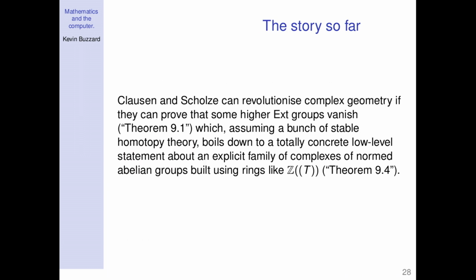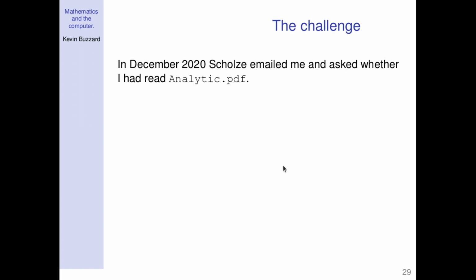So the story so far, and this is the end of the mathematics now, is that Clausen and Scholze think they can revolutionize complex geometry as long as they can prove theorem 9.1, which says that some higher Ext groups vanish in some fancy category of condensed abelian groups, some sort of quite complicated statement. But if you assume a whole bunch of stuff from stable homotopy theory, they can boil it down to a completely concrete, low-level statement about completely explicit abelian groups, which are mostly sort of subgroups of this group here. So that's the story, and now I'm afraid the rest is waffle.